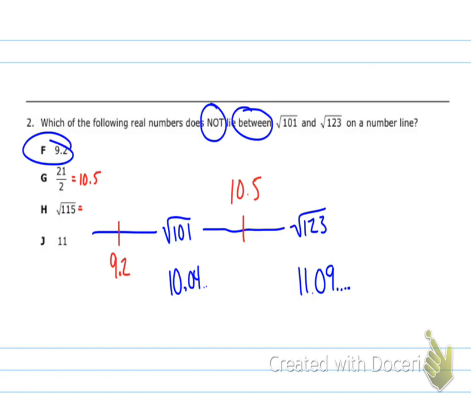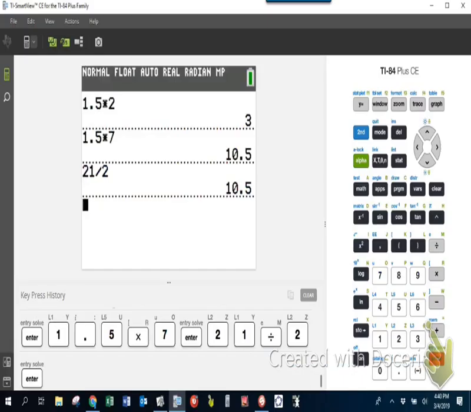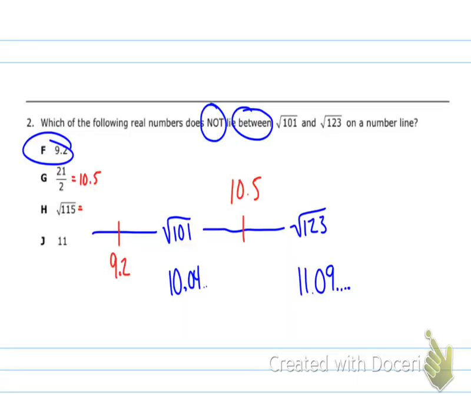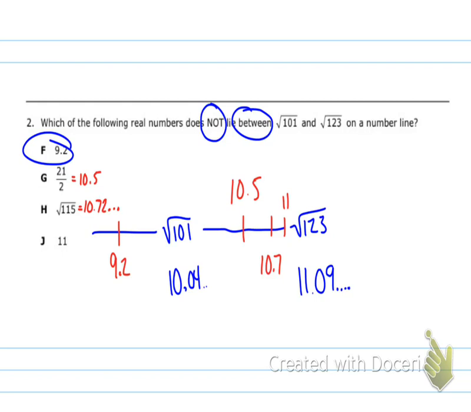And then the square root of 115, if you go type that in, what's the square root of 115? So what times itself gives you 115? That'd be about 10.7, 10.72. That one is going to land before the 11.09. And then I got one more to check, 11, or 11.0, which is still really close or before 11.09. So the only option that I had there that's not between should have been 9.2. Easy to check, easy to do, so long as you guys got use of your calculator.